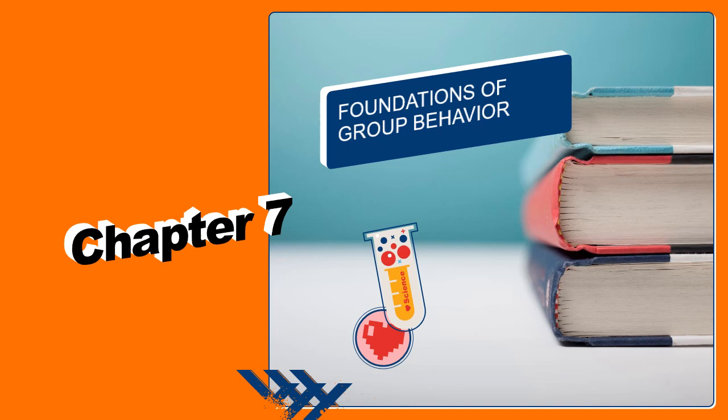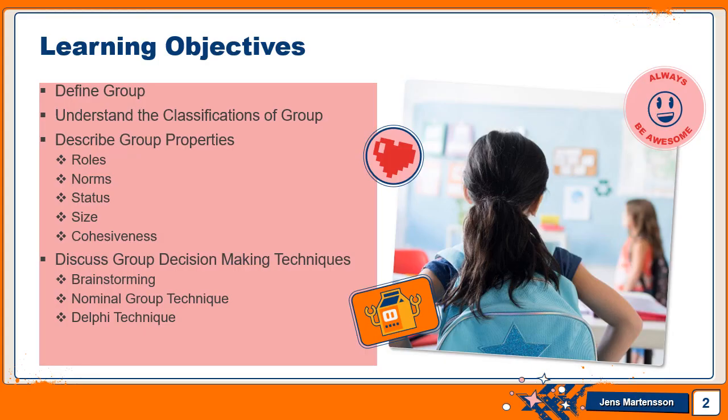We proceed to chapter 7, Foundations of Group Behavior. These are the things that we are going to cover for this chapter. First is to define group. Second is to understand the classifications of group. Next, we go to group properties, describe group properties.